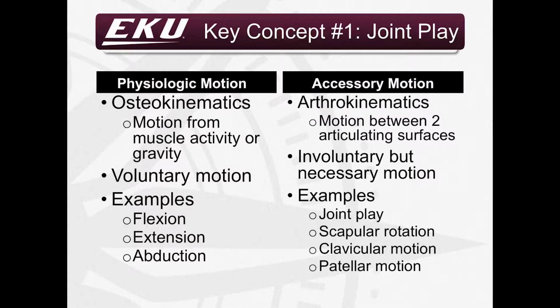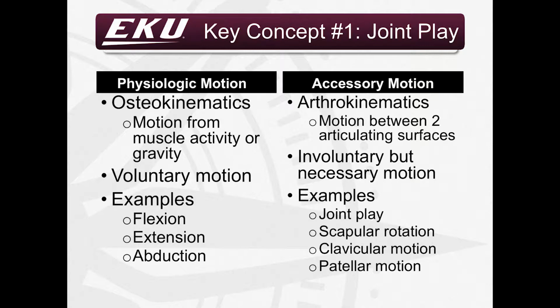Before we can begin applying joint mobilizations, however, we need to understand the concepts. The first key concept is understanding joint play. Simply stated, joint play is motion that occurs at a joint based on its architecture. There are 2 types of motion that need to be explained. The first type is known as physiologic motion.